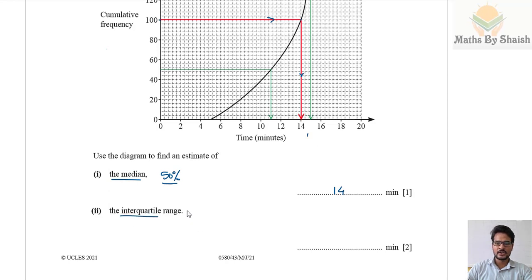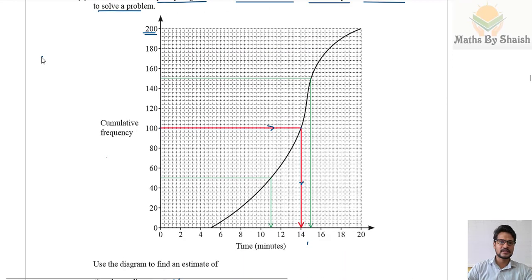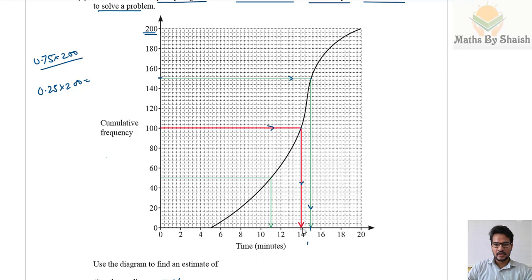Then interquartile range. Interquartile range is Q3 minus Q1. Q3 is upper quartile, Q1 is lower quartile, and upper quartile is 75%. So we will calculate 75% of 200. It is going to be 150. Similarly, 25% of 200, that is going to be 50. So for 150, this is going to be here. We will go to the graph, and once we reach the graph, we will come down, and we can see it is something like 14.